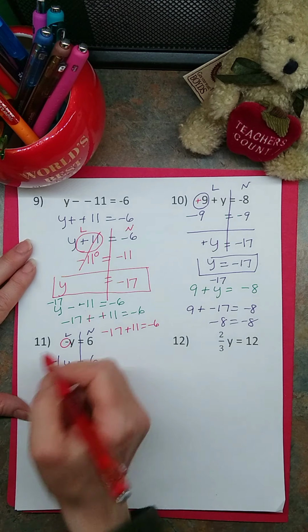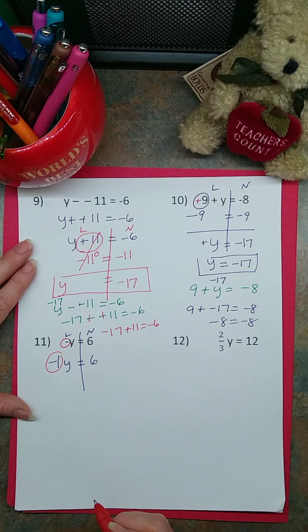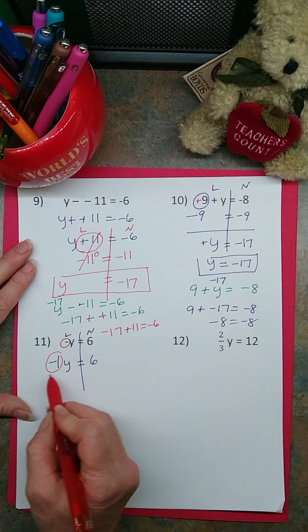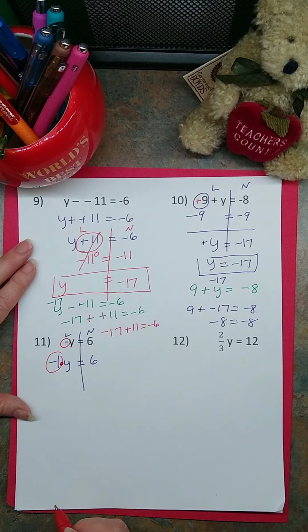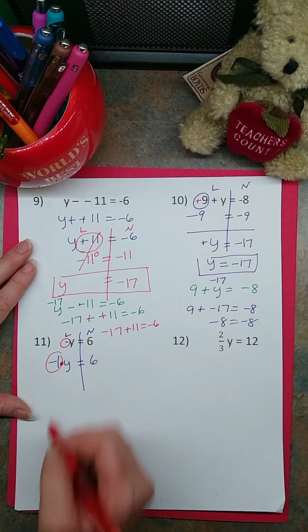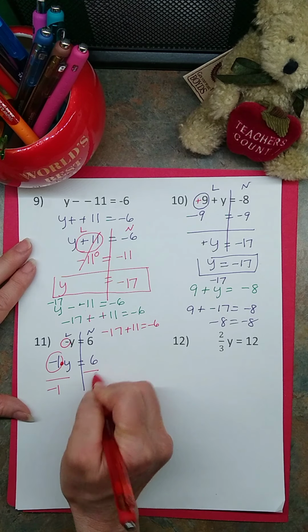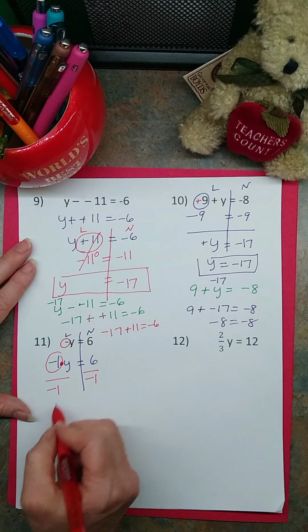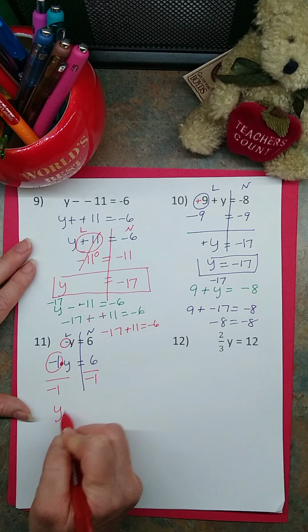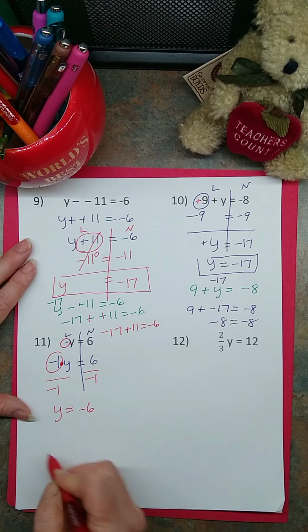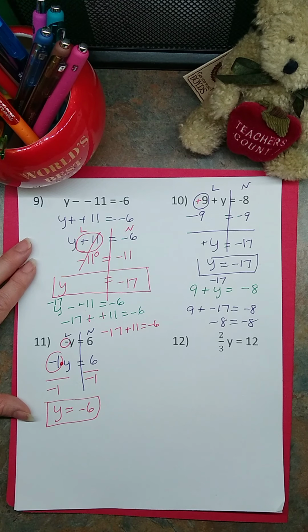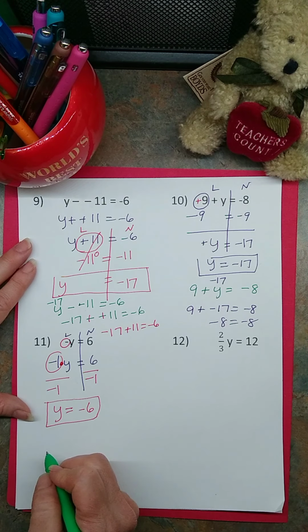So, what's on the wrong side? Negative 1. What operation is in between negative 1 and y? It's times. So how do you get rid of negative 1? Divide. And you get negative 1 over negative 1 is y. 6 divided by negative 1 is negative 6. Final answer.